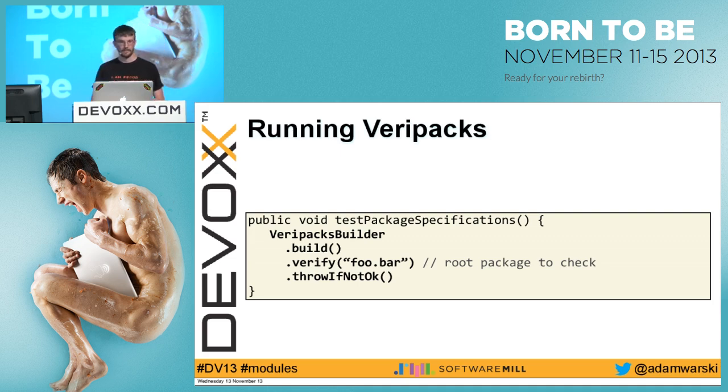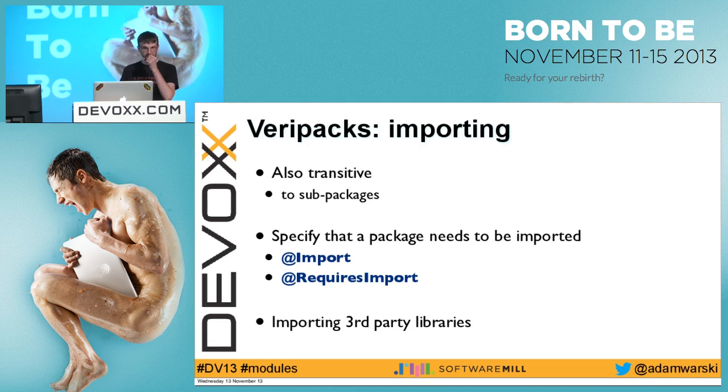Okay, the second part of Veripacks is concerned with importing. Importing is also transitive, as all operations in Veripacks are transitive. And there are two use cases here. So first of all, you may want to have a package which can be used only if it is explicitly imported. Before, you could use classes from a package as long as they were exported, but there were no constraints where these classes could be used. So importing is a way to constrain this.